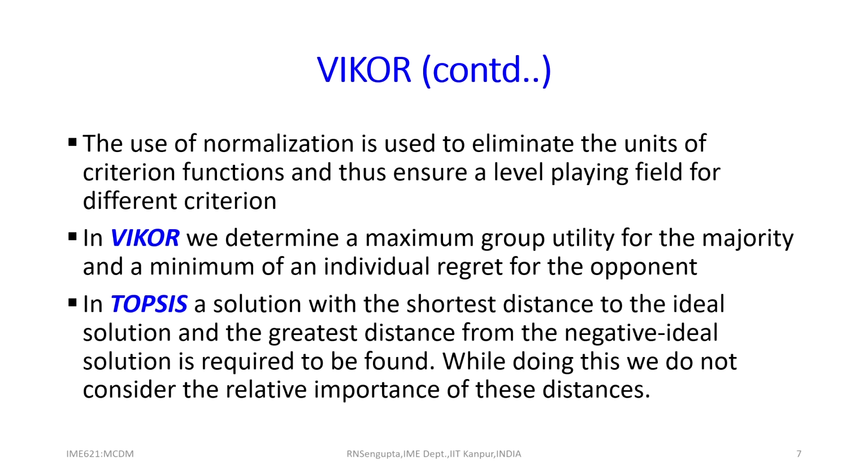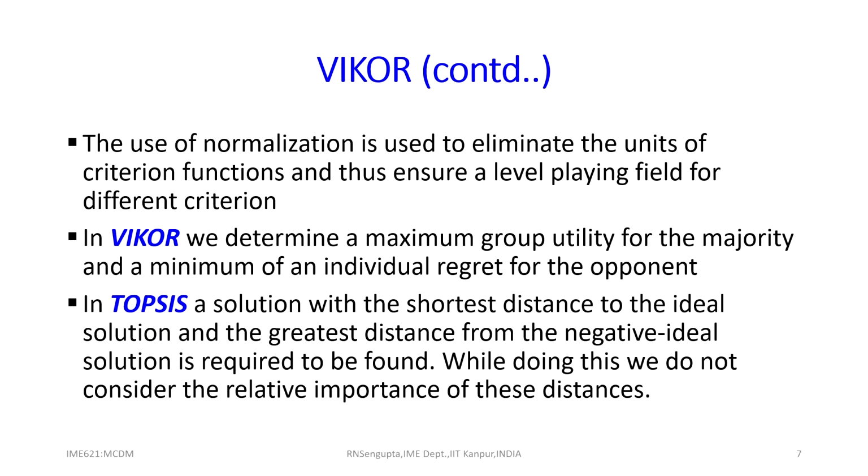So, it eliminates the units of the criteria functions and thus ensures a level playing field so that different criteria can be compared. In the VIKOR method, we determine a maximum group utility for the majority and a minimum individual regret for the opponent, and based on that we proceed. In Topsis, the first method we considered, a solution with the shortest distance to the ideal solution and the greatest distance from the negative solution is required.